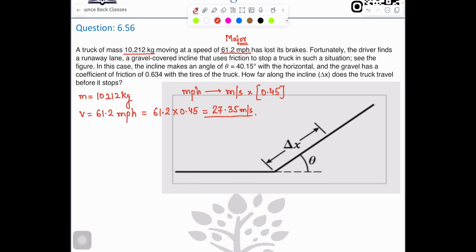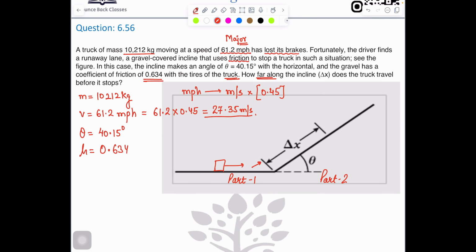Okay, there is a truck moving with the speed, has lost its brake. Okay, fortunately the driver finds a runway lane, a gravel covered incline that uses friction. Remember this thing. We are going to use this to stop a truck in such a situation. See the figure. A truck keeps on moving like this, and now it is going upside so that the speed will reduce. So this is your part 1, and this is your part 2.